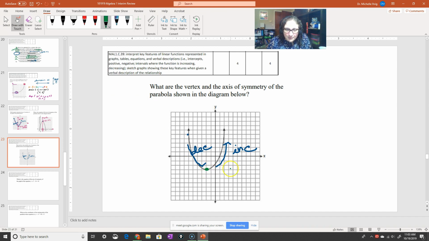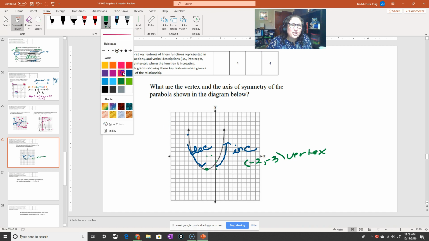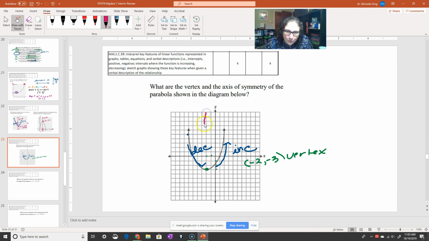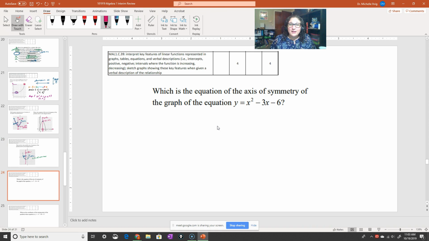Here's the vertex right here. 1, 2, -1, -2, and 1, 2, 3, -3. That's our vertex. Axis of symmetry is just the line it turns. You're going down the hill, then you're going up. Axis of symmetry is the name of that line, where if you folded it in half, where would it be? Again, x equals 2. Oops, x equals -2.